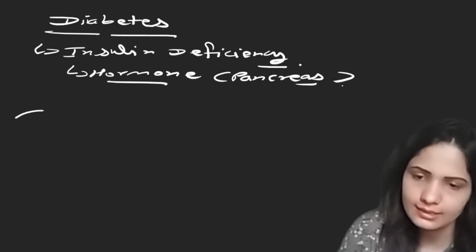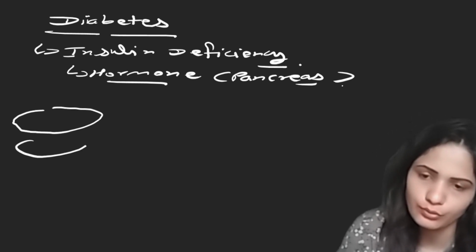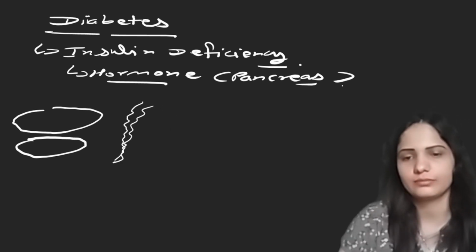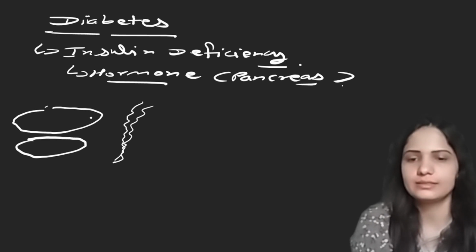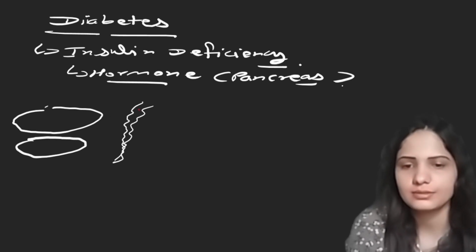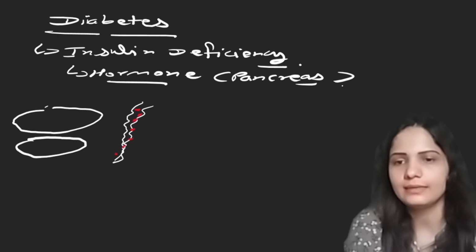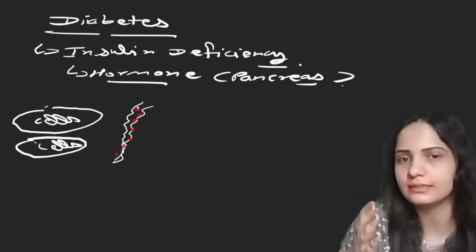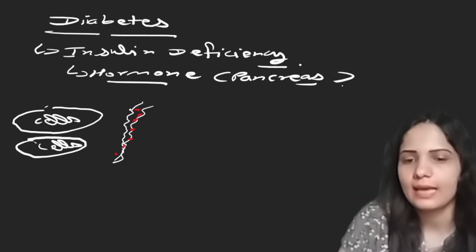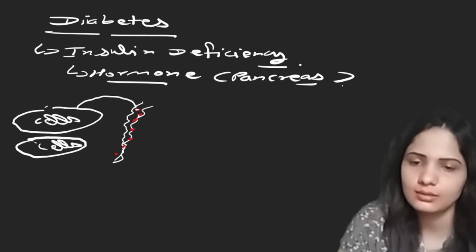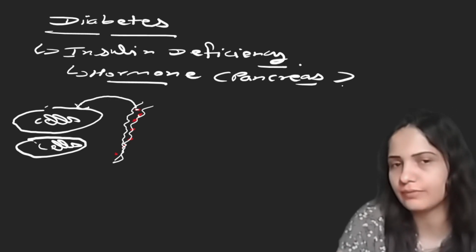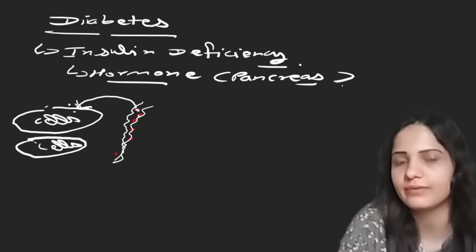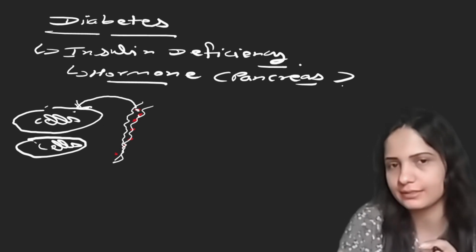Let's say these are body cells, and this is the bloodstream. The body cells depend on the bloodstream. We have these glucose molecules, and these are cells. These cells require glucose for their energy requirements. Glucose molecules are taken up by the cells, and then further broken down to release energy.